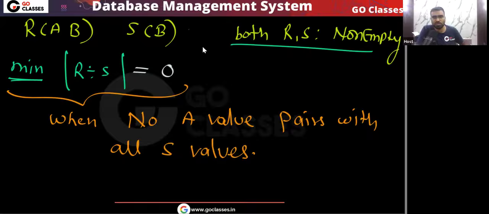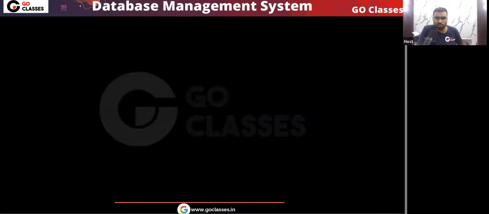Okay, so in this situation, you will get 0. This is very simple. Let me give you one example for this 0. For example, let's assume you have table A, B, and this is your table B. In this table B, let's assume you have B1, B2.